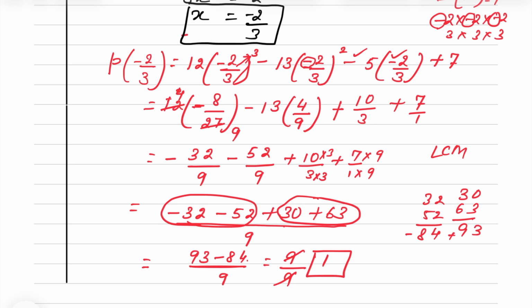So here you see that you should put the value correctly. After that you have to cancel or simplify. Next step you have to take LCM, then solve using the rule of integers, and then simplify and write the answer.